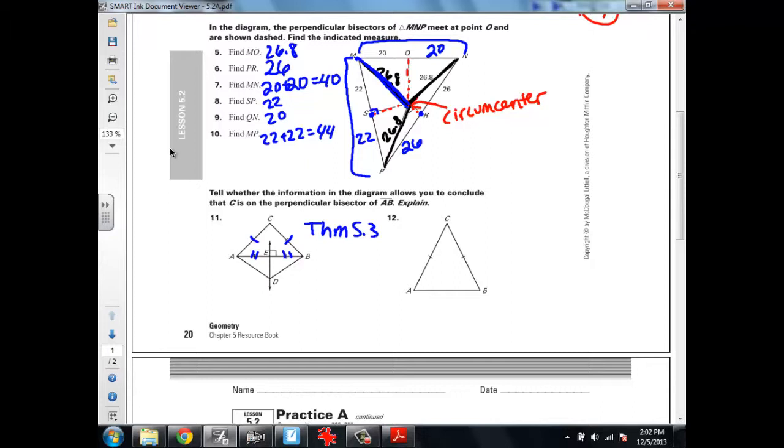What's the theorem say? The theorem says this. If a point is equidistant from the endpoints of a segment, is that true? Is this point the same distance from each of those endpoints? Yeah. Then it is on the perpendicular bisector. Oh, it basically just told me the answer. So, enough information? I say yes. How do I know? By theorem 5.3. And I say yes because AC equals BC. Why does C lie on this line? Because this segment and this segment are equal to each other.